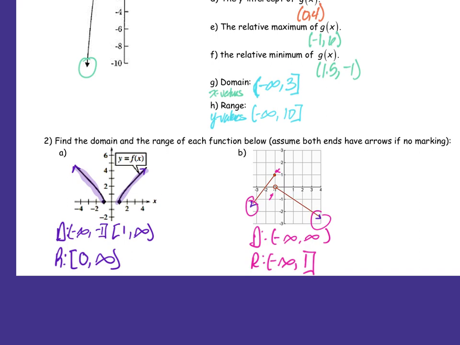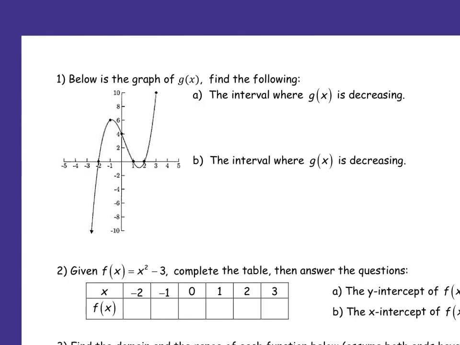Okay, so we're going to go ahead and go to the next page, which is where we're going to talk about where our graphs are increasing or decreasing. Obviously there's a typo there, just so you know, because they both say decreasing. So one of them has got to be increasing. Let's assume that the second one says increasing, and the first one is decreasing.